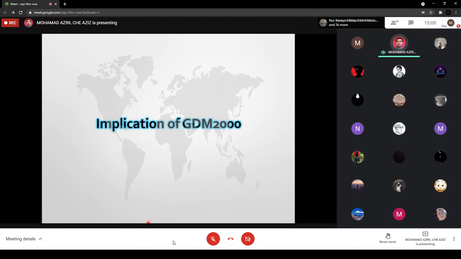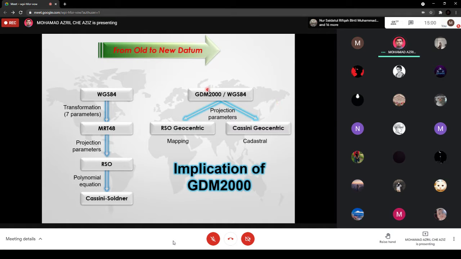Okay, next we go to the implication of GDM 2000. In terms of technical, you need to know about the flow from the old to the new datum. On the left, you will have a flow. For example, previously when you used a GPS instrument, in semester 4 you were introduced to that instrument. So you will know, you will start using datum WGS84.